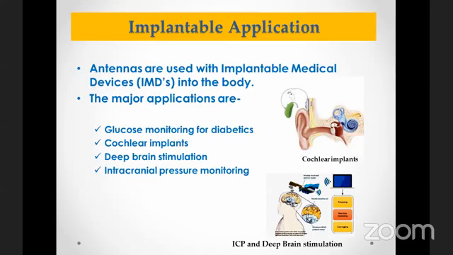Antennas can be placed within the body for glucose monitoring of diabetes patients, cochlear implants in the ear for the hearing impaired, for deep brain stimulation as shown in this diagram, or for intracranial pressure monitoring.